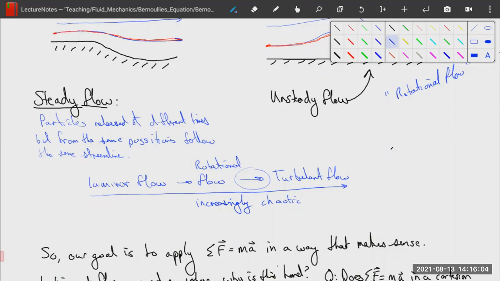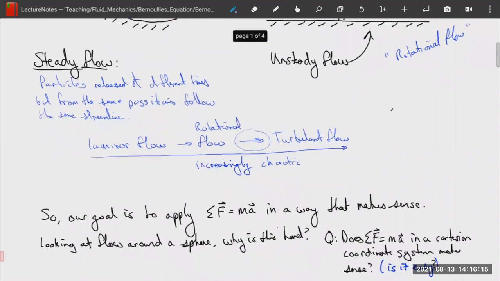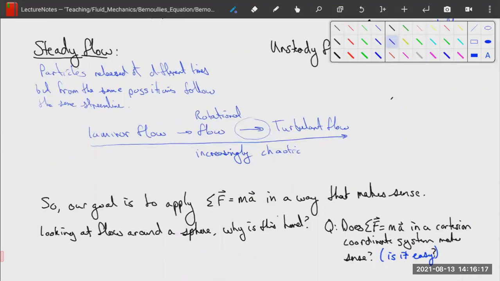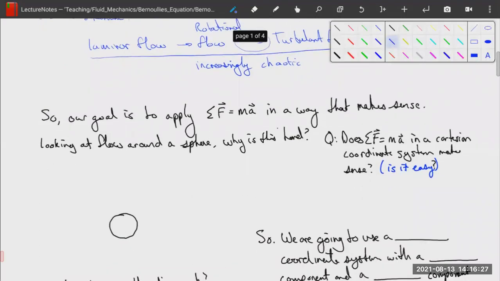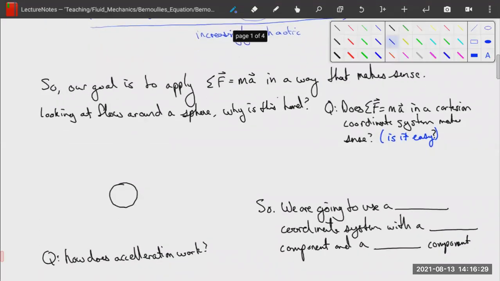so to get back on track, we want a model that relates pressures, velocities, and heights. In other words, forces, velocities, and heights. And luckily, we have a model already that kind of starts us along that path, and that is our mascot. Sum of our forces is equal to mass times acceleration. Now, the hard part about this is applying it in a way that makes sense. So let's look at laminar flow around a sphere, and try to figure out why this looks hard.